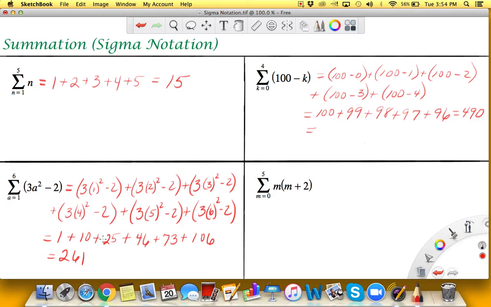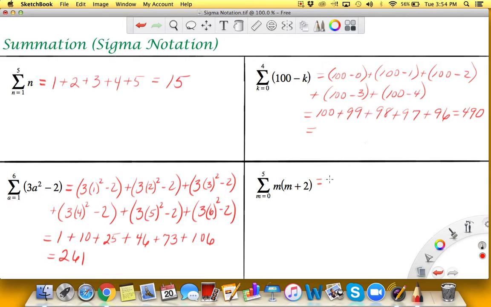Now, it took me a few seconds because I had to punch that into the calculator, but all we're doing each time, no matter what this expression is, is taking the values of the variable from the initial value to the top value, plugging each of those values into this expression, and summing all of those up.